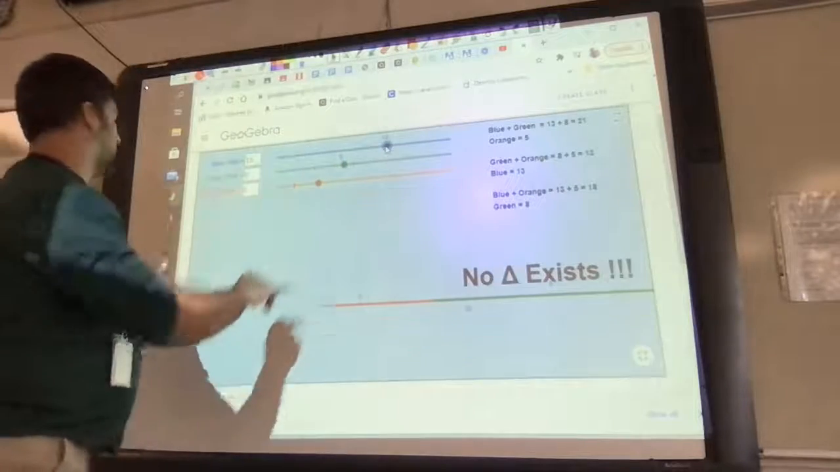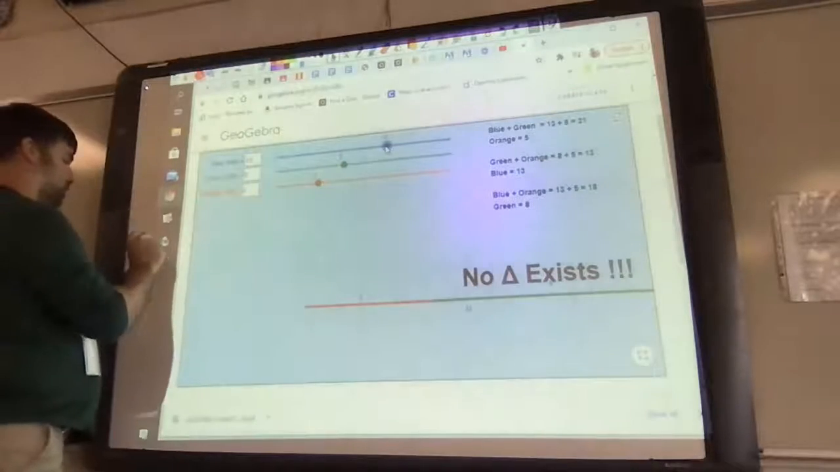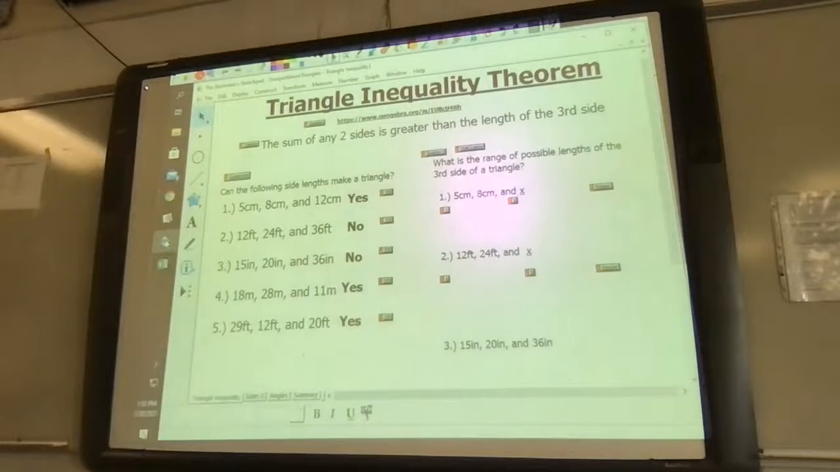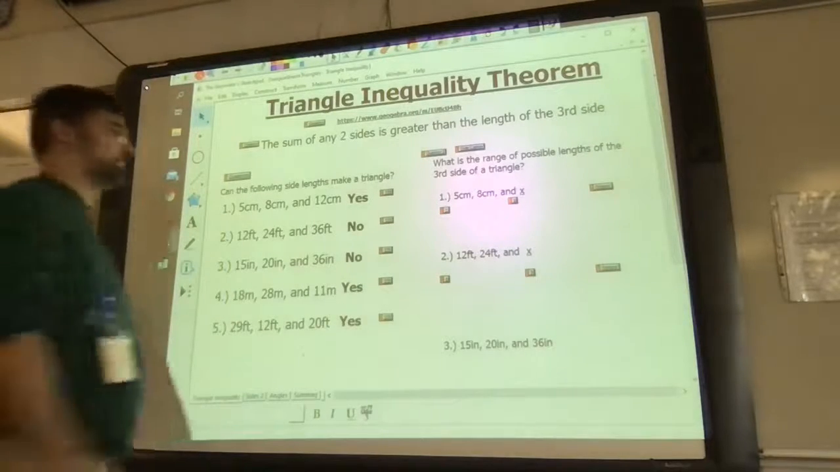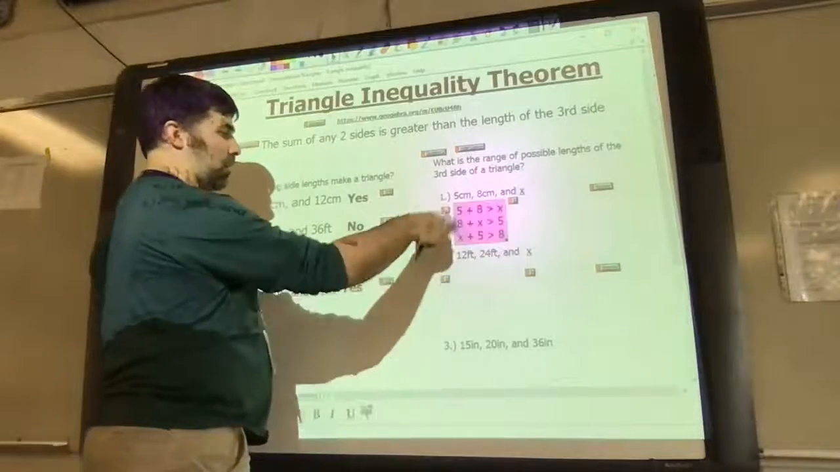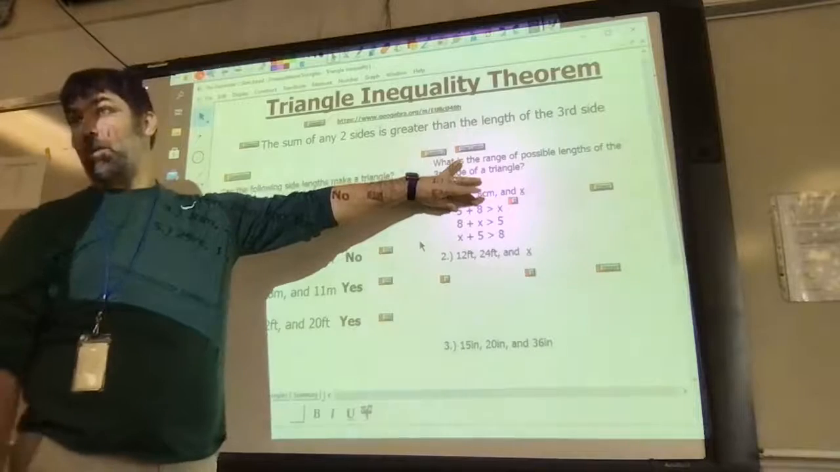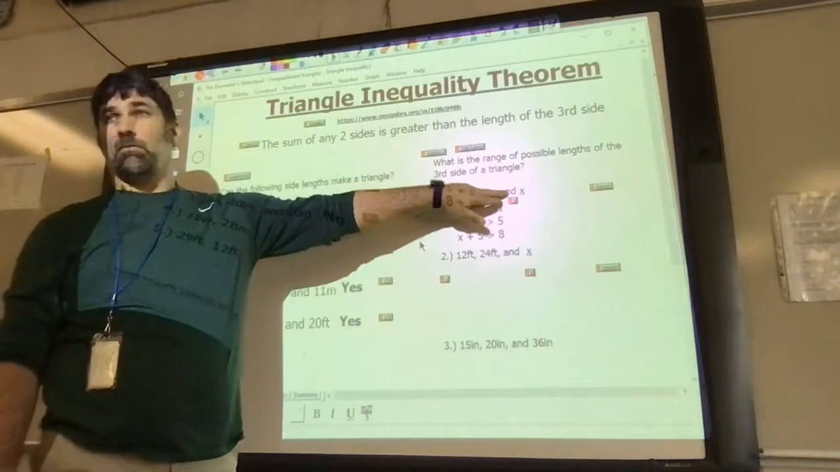Okay. If you don't have this little handy dandy thing, which you won't, here's what you do. If any two lengths have to be bigger than the third, here's your idea. This has to be true. All 3 of these have to be true. So let's say 5 and 8 are the smallest. Their sum has to be bigger than the third. We're going to call it X.